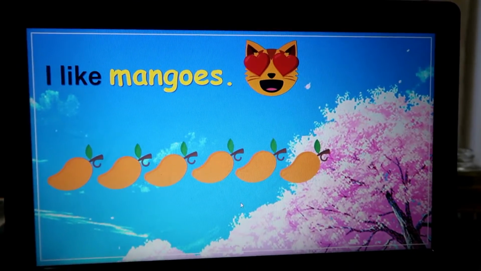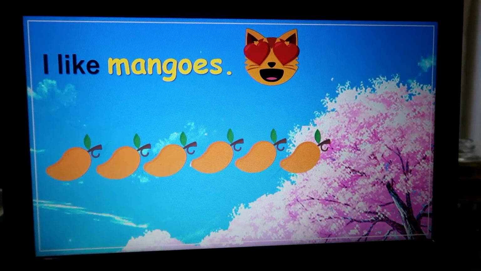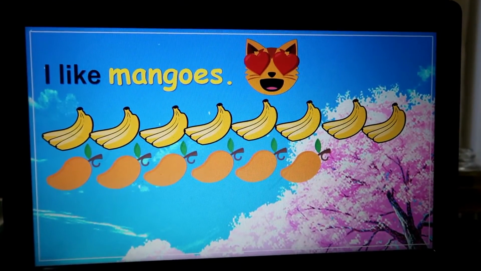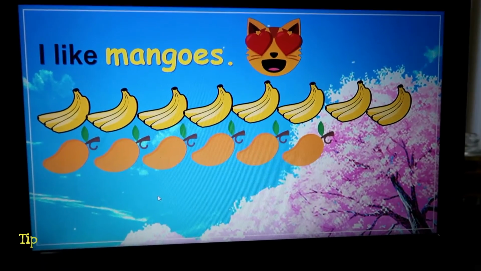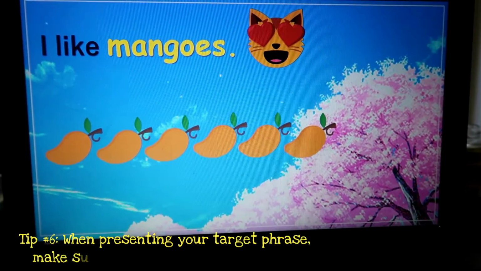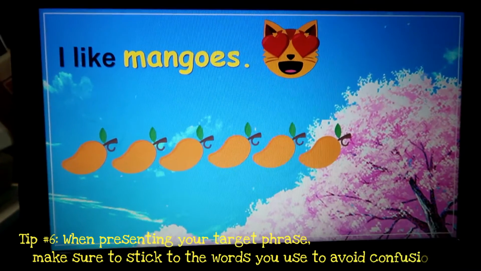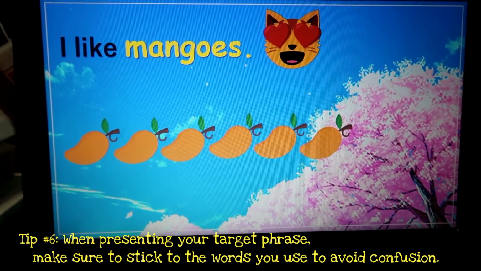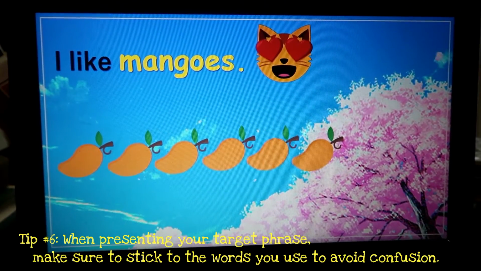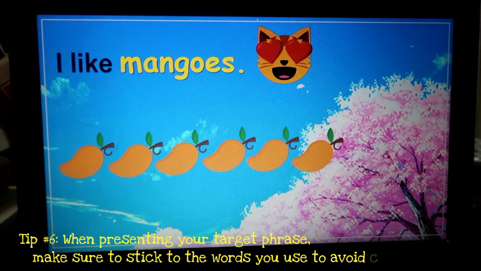I like mangoes. I like mangoes very much. This time, I was asking a question to the students, but as you can notice, I was very careful in using the sentence. I don't want the students to be confused with what I'm saying, so I'm just using simple sentences like, I like mangoes.